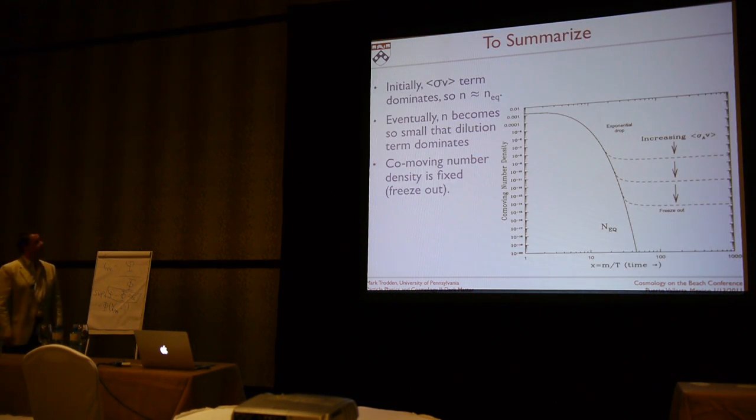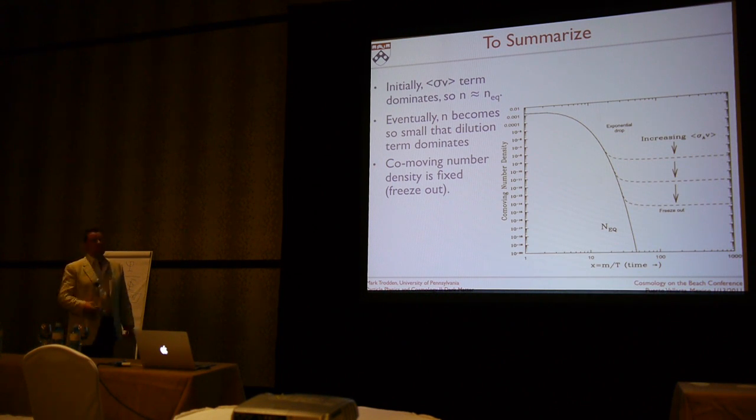So just to summarize, initially in the universe, the interactions dominate. Eventually, particles reach their equilibrium number density. They start to follow, this is the co-moving number density, they start to follow this Boltzmann curve. They're getting heavily diluted. But at some point, before they can get completely diluted by the Boltzmann term, the dilution effect of the expansion of the universe stops them from being able to find each other and annihilate, and they freeze out at some co-moving number density. And that's then fixed. And they just dilute away with the expansion.